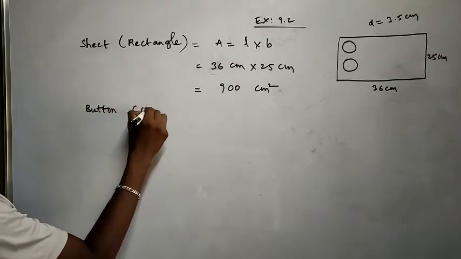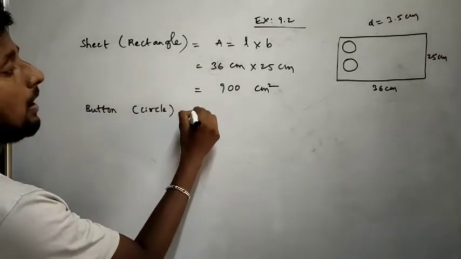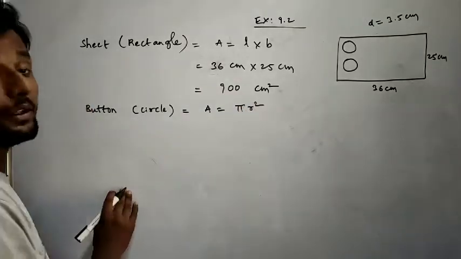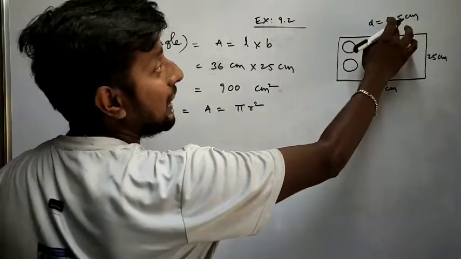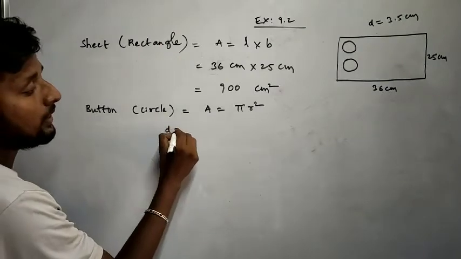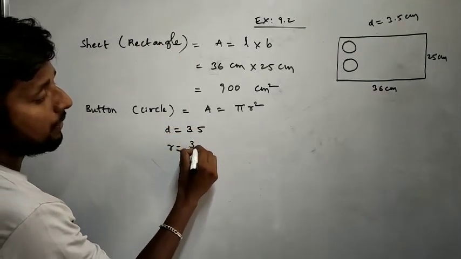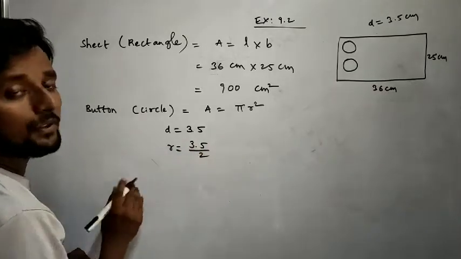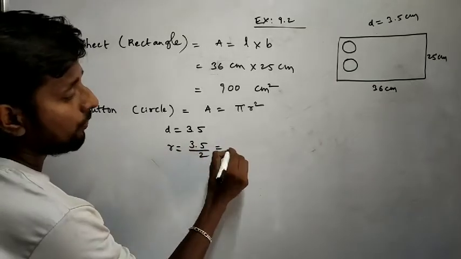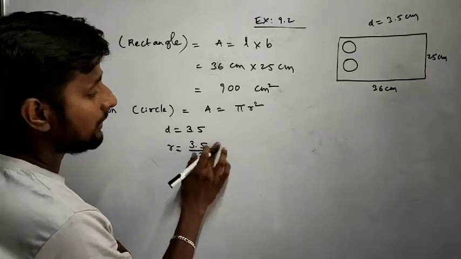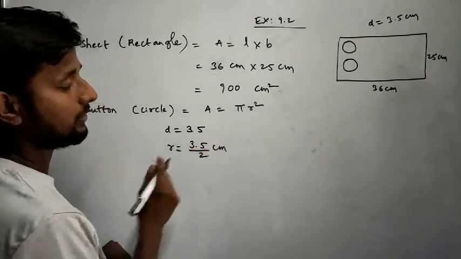Now the button. Button is in the shape of a circle. Area of a circle formula is pi r square. So here we'll consider the radius, but we know the diameter. So d value is 3.5 and the radius value is 3.5 by 2, that means half of the diameter. So if you want to write, we can write 1.75, or else just write 3.5 by 2 centimeters.